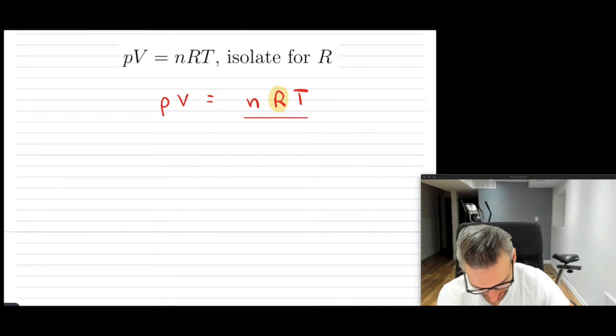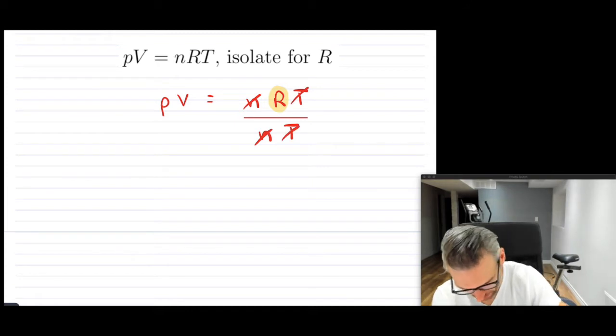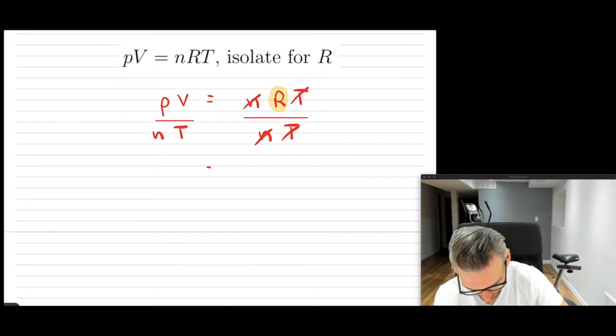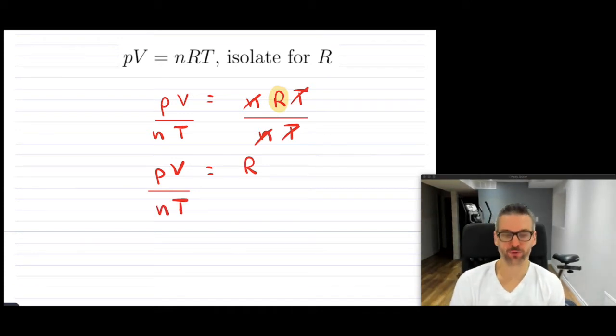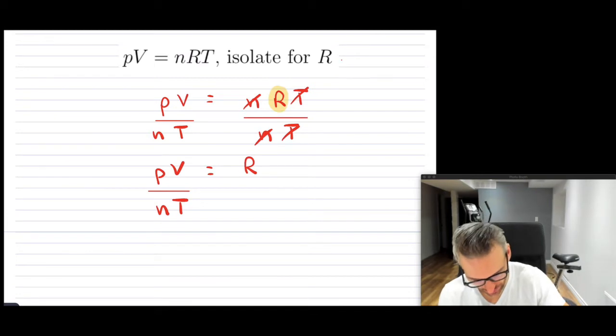We're going to take both sides, since we want R on its own right here. We're going to divide by n, so this n cancels. And we're going to divide by T, so this T cancels. And we have to do that also on the other side. That's going to be nT. And all you have left is your R. That's what you would have, and that would be your final answer. Now, of course, you can write it from left to right, that's up to you. But that's the solution. Now you've isolated for R.